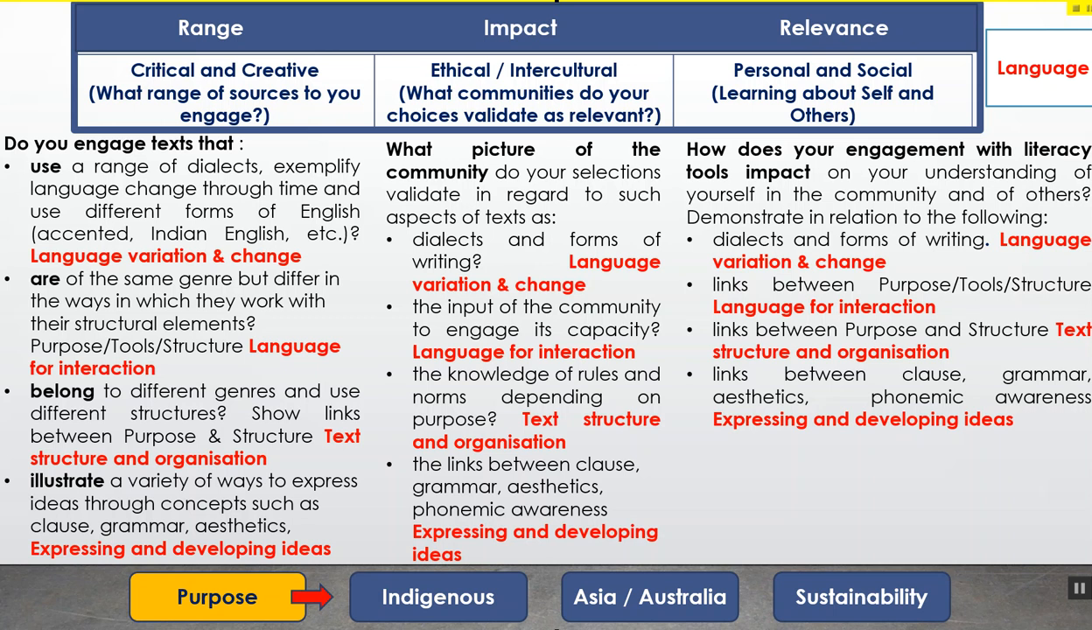And also of his or her understanding of others? How? Oh my God, I have no idea. We're doing just a bloody recipe, Ania. Right. So in terms of language, demonstrate in relation to the following dialects and forms of writing. What? Ania, we take a newspaper, get it? We take a newspaper, we read it, and we're doing this.